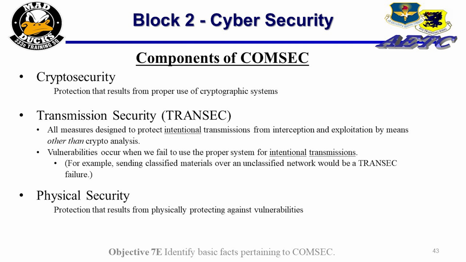Vulnerabilities occur when we fail to use the proper systems for intentional transmissions. An example would be sending classified materials over an unclassified network. If I take a classified disk and put it on an unclassified computer and email it out, I'm using the wrong method. That's a transmission security failure.